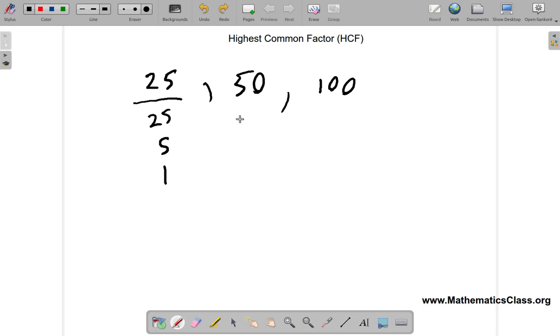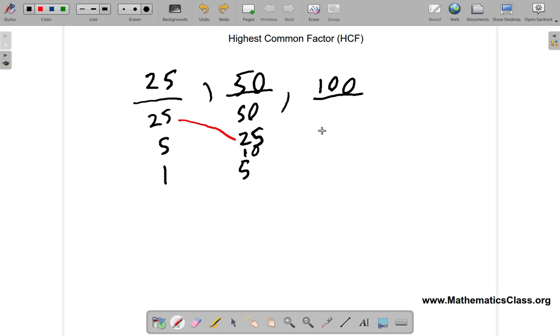Okay, what about the 50? There's 50 itself, and there's also 25. All right, we won't need to go any lower because we find that 25 is common between 25 and 50. Now we're looking at the highest. Even though we can go down to 5, and it's going to be common between 25 and 50, it's going to be lower than the highest that we have. All right, let's put it there anyway. And we have 10 as well, but let's look at 100.